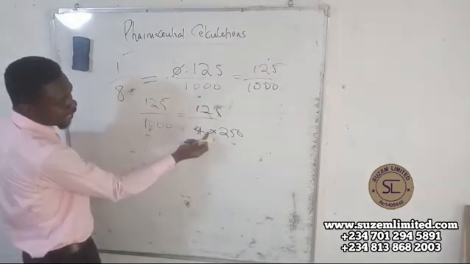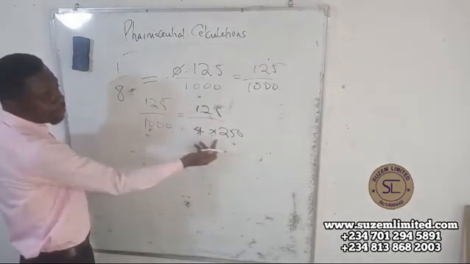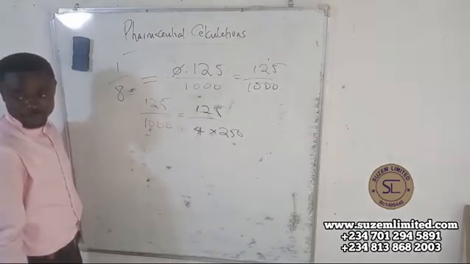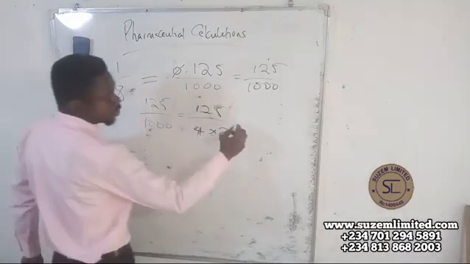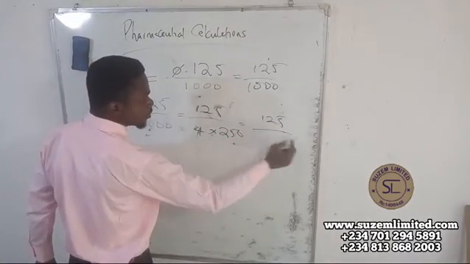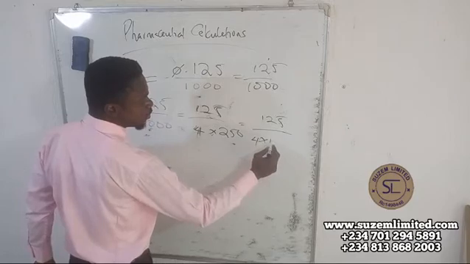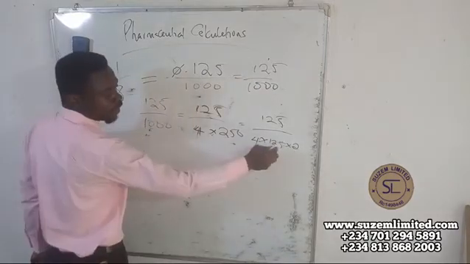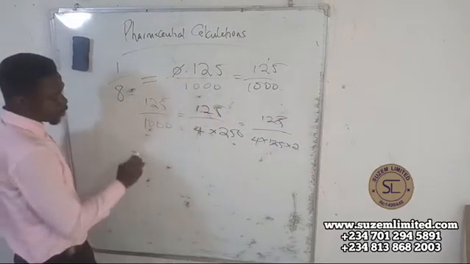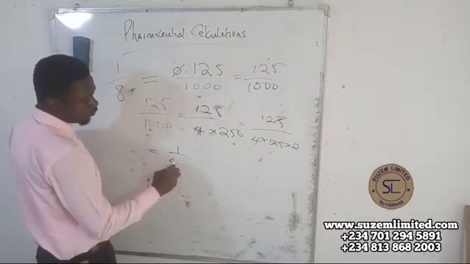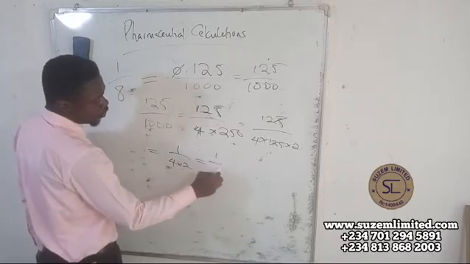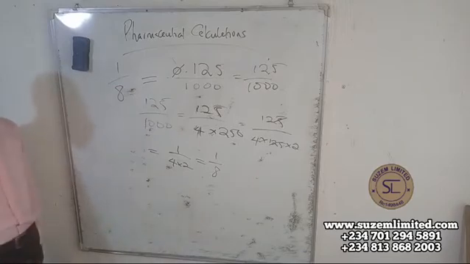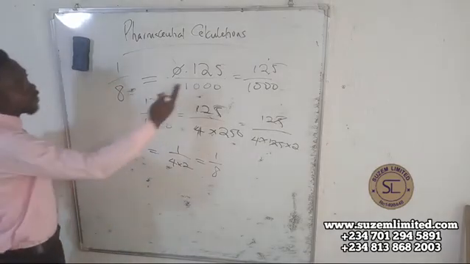We can still break it down if you want. How many 125s can we find in 250? 2. You now have 125 over 4 times 125 times 2. 125 will cancel out 125, right? So we now have 1 over 4 times 2, which is 1 over 8. Have you not seen that it's the same thing? So these two fractions are equivalent.